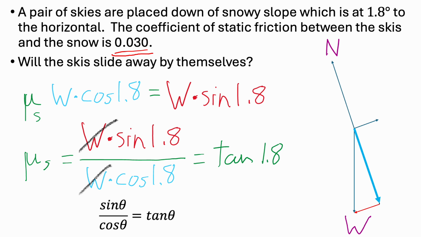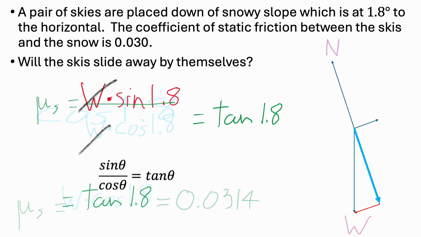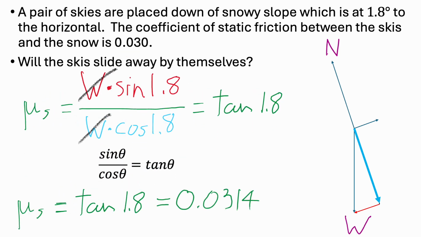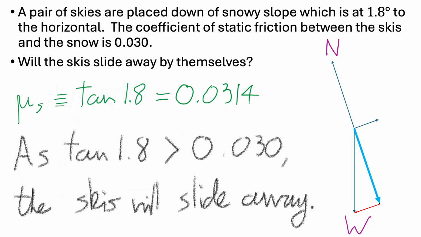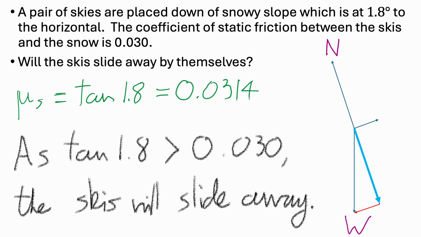Now, if you punch tan of 1.8 into your calculator, it will give you approximately 0.0314. And because that is greater than 0.030, the skis will indeed slide away. There you go.